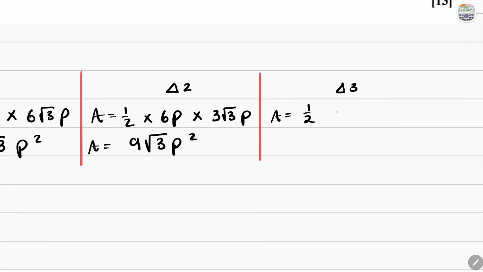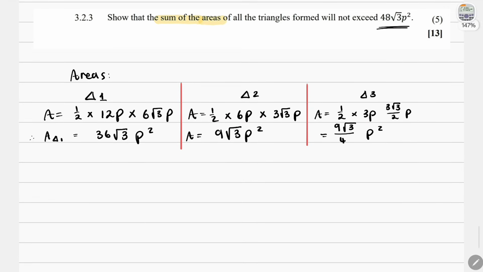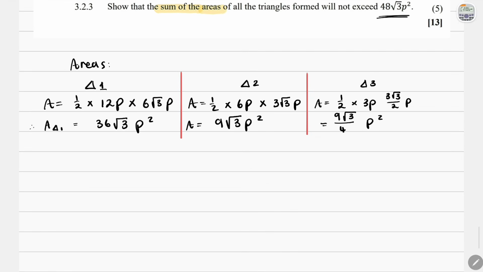So a half multiplied by, so the previous triangle's height was 3 root 3, so we will divide that by 2. So that is just 3 root 3 over 2p. And then when we multiply them, we'll have a denominator of 4, and the numerator is just 1 times 3 times 3. So that's 9. So 9 square root 3 over 4p squared. And so these are the areas of each of our triangles.